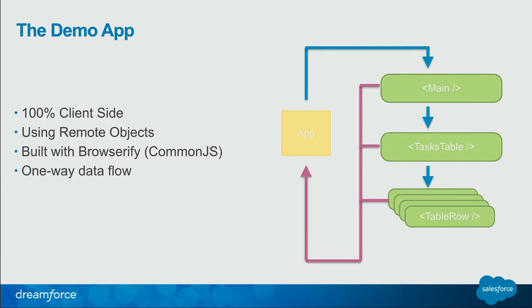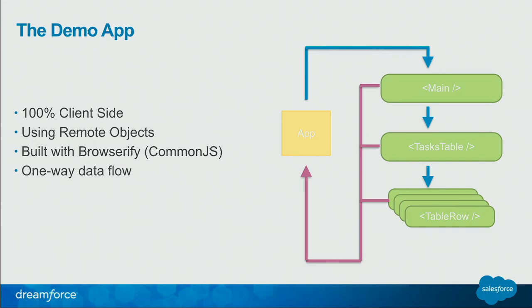If you look at the application, you'll see that the blue line represents the data flow through the application, and the purple lines represent events coming from the DOM back up to the application. So you'll see it creates this circular pattern. There's no two-way data binding back and forth. You don't see the application bound to each of these individual components. It's just one big circular flow.